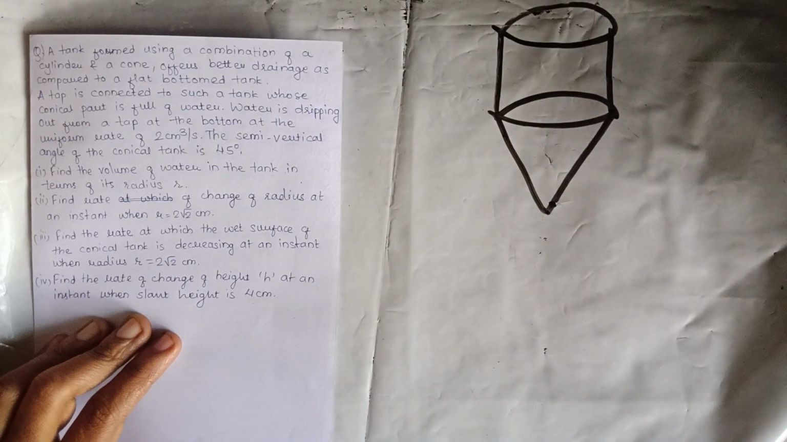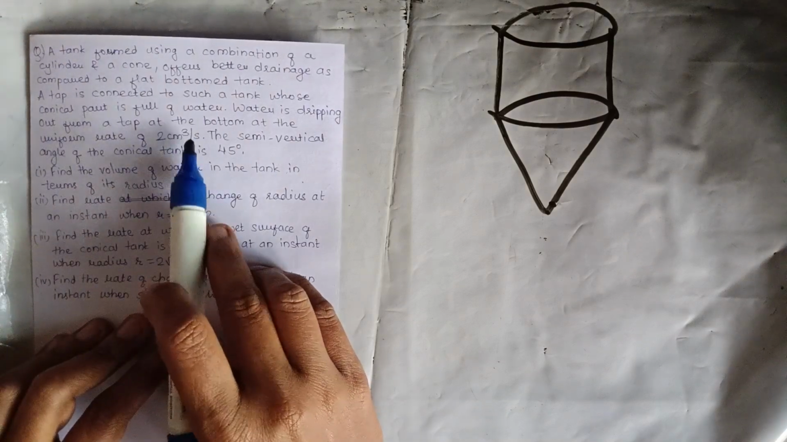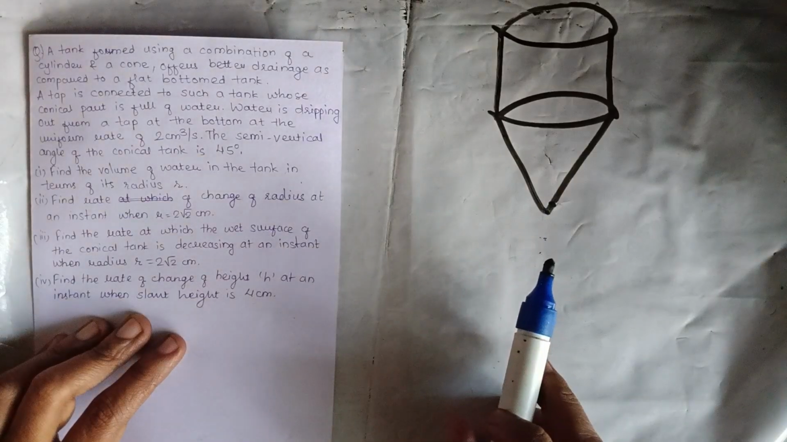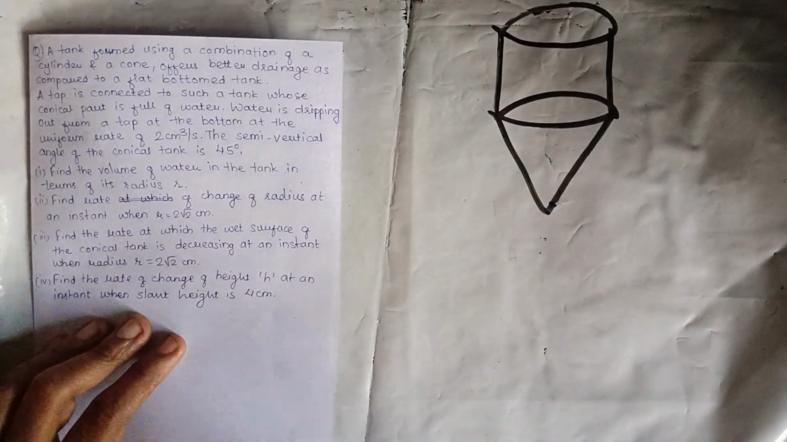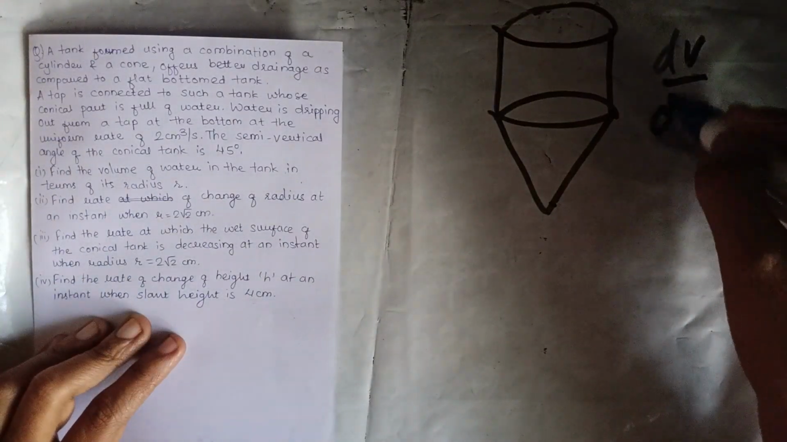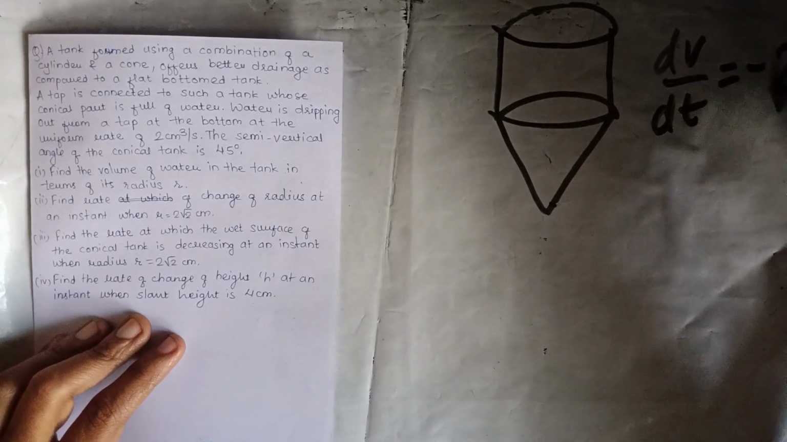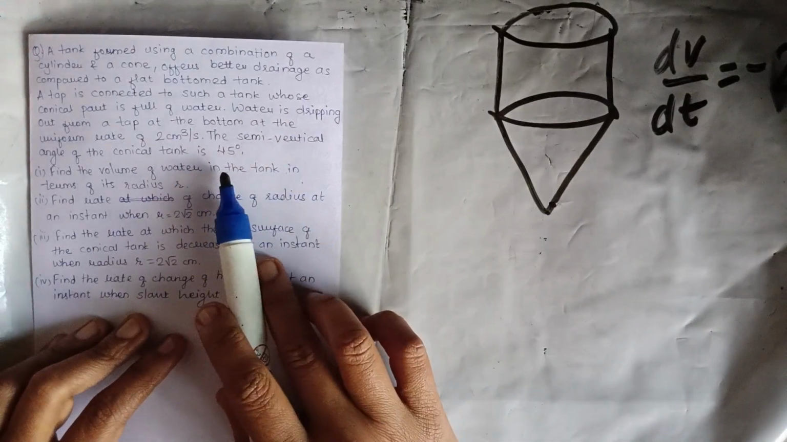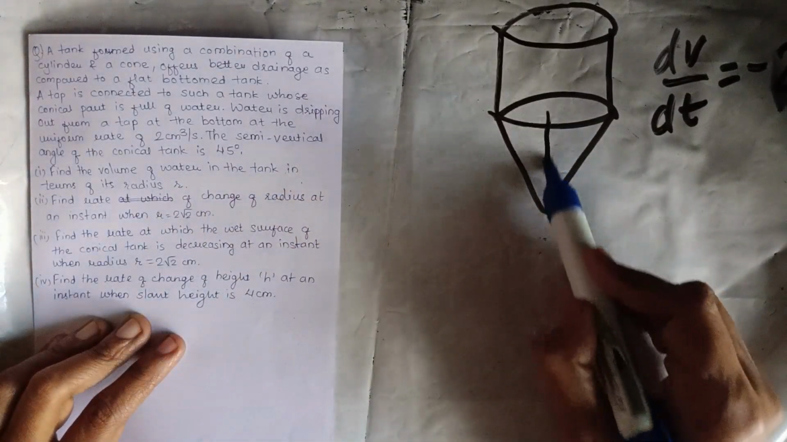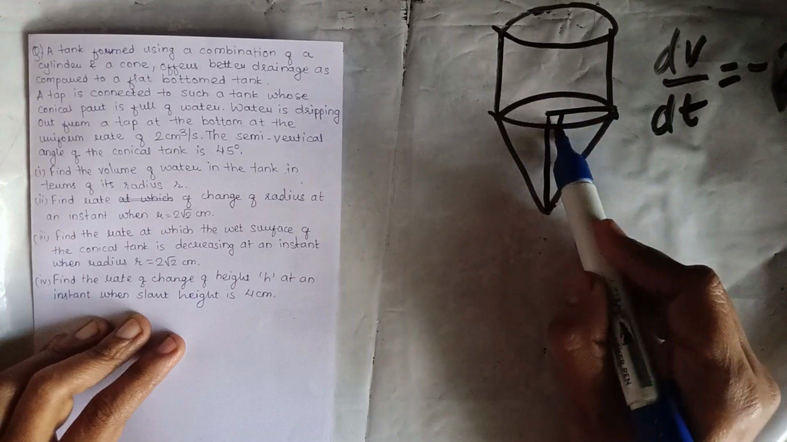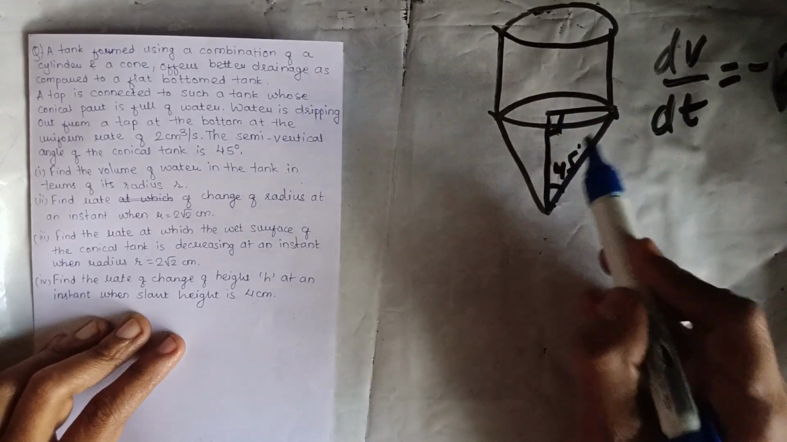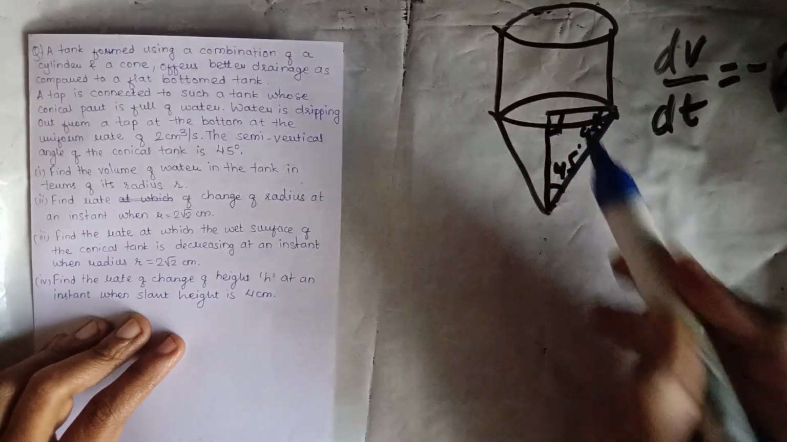Now water is dripping out from a tap at the bottom at the uniform rate of 2 centimeter cube per second. Now this volume is decreasing, right? Water is dripping out, so dV by dt you have to take negative, minus 2 centimeter cube per second. The semi-vertical angle of the conical tank is 45 degrees. So this angle is 45 degrees, so this will also be 45 degrees.